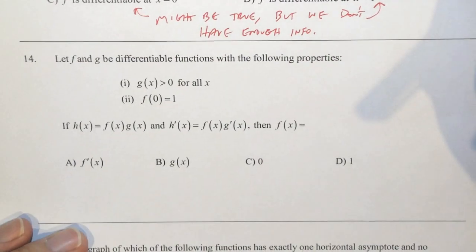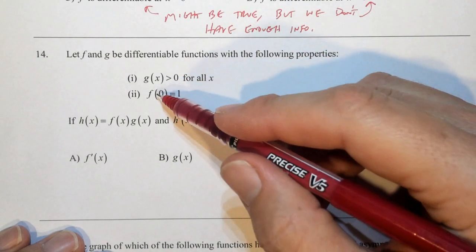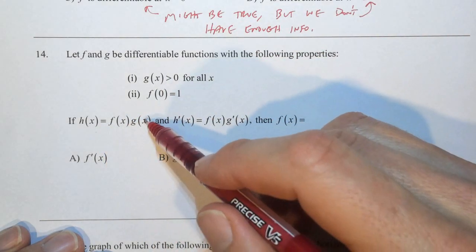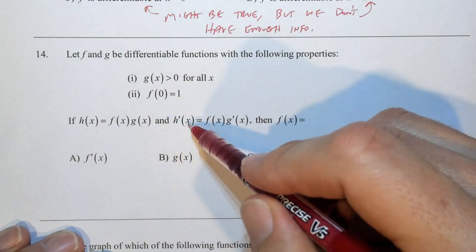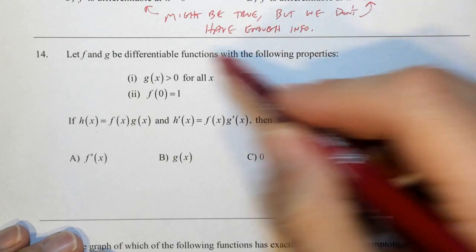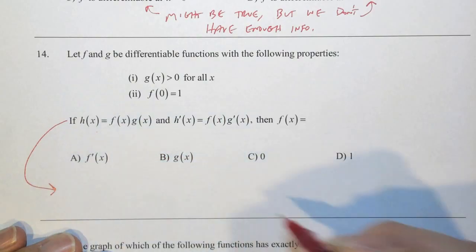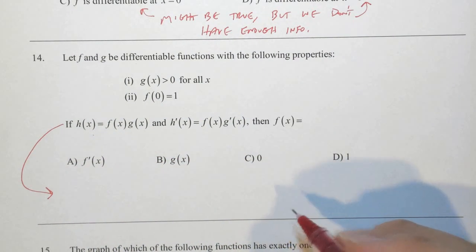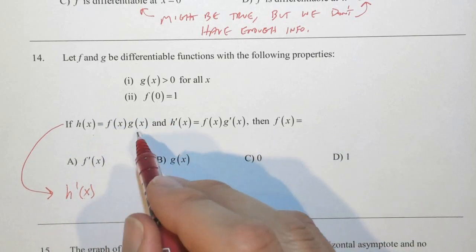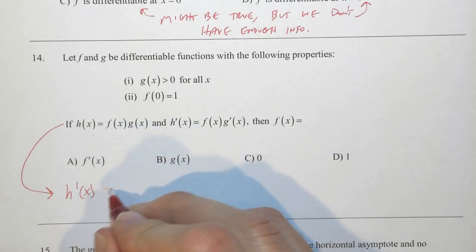Okay, number 14, let f and g be differentiable functions with the following properties. G is always positive, and f of 0 is 1. H of x is f times g, and h prime is f times g prime. What does that make f? Lots of stuff given to us here. Let's start with the fact that h is equal to f times g. If we needed to find h prime, then we have f times g. What rule do we have to use? Yeah, we have to use the product rule.